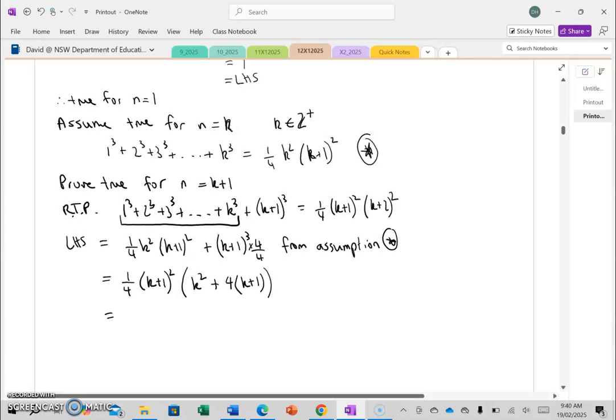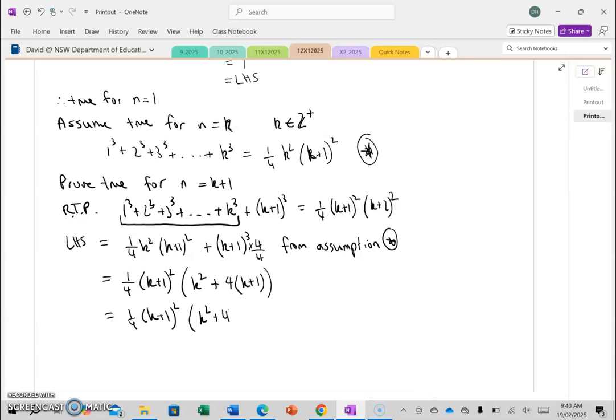Okay, so let's now expand that. k squared plus 4k plus 4. Now that is a perfect square, and that's precisely what we were after. We want it to be k plus 2 all squared, which is precisely what we were after, which equals the right-hand side.